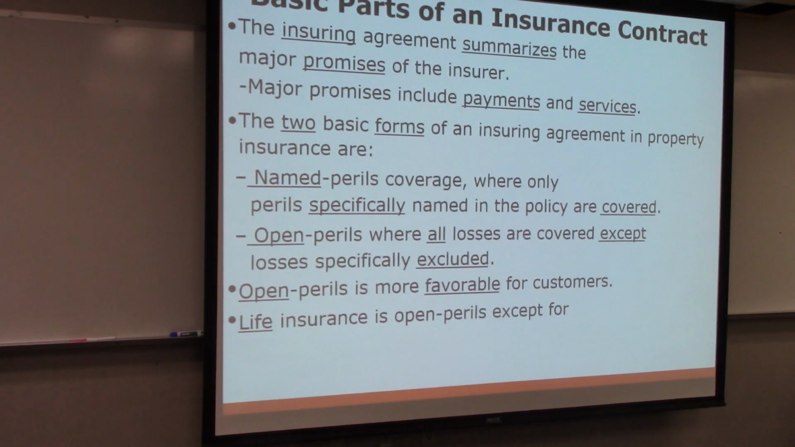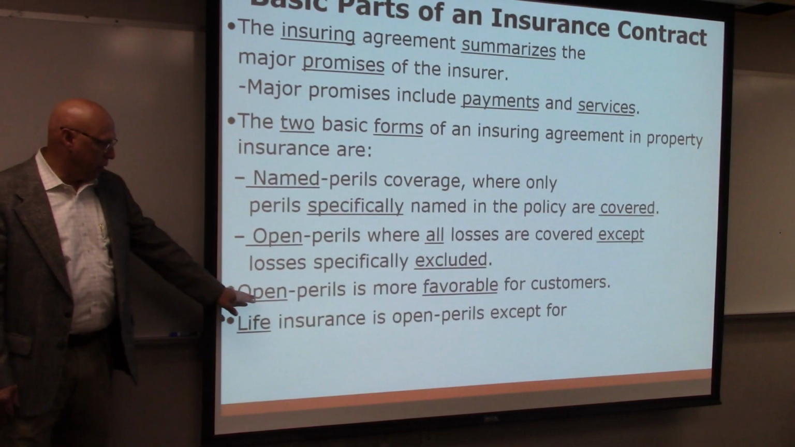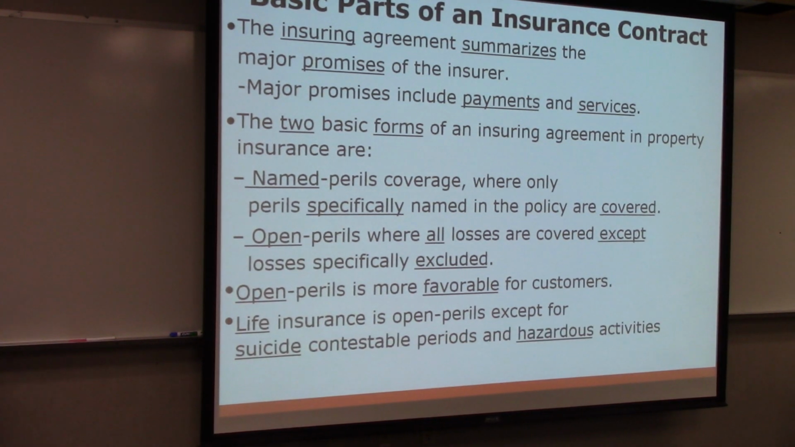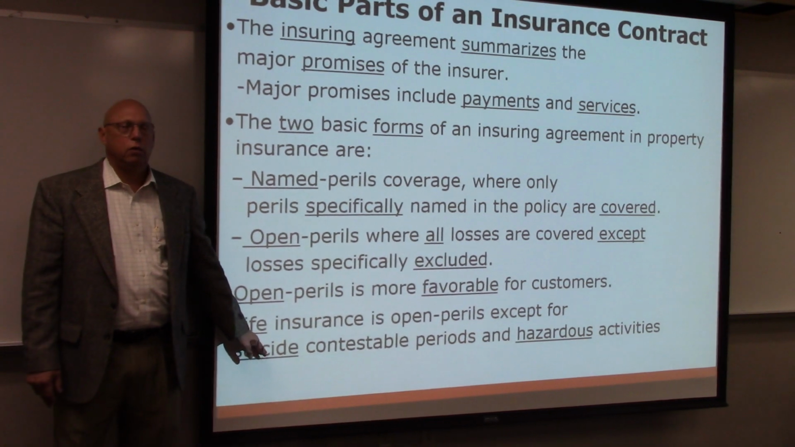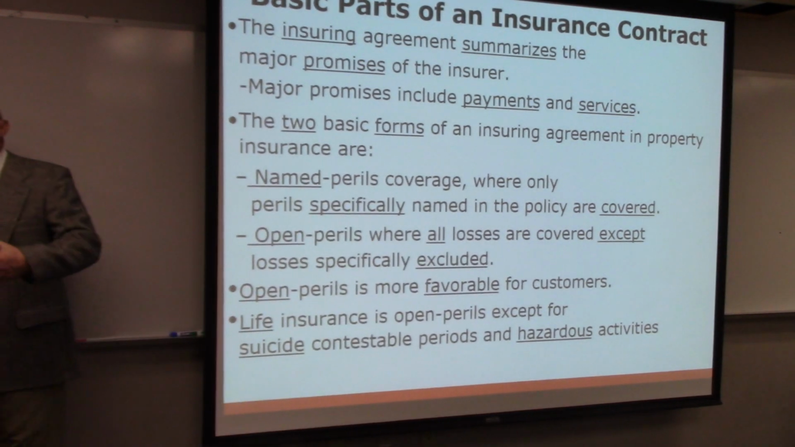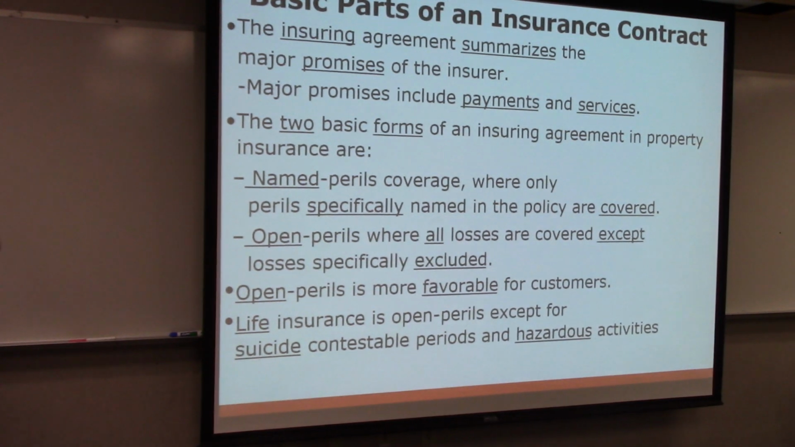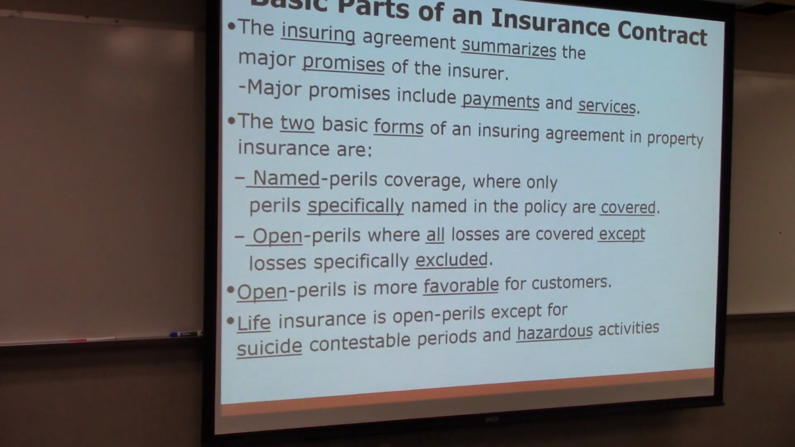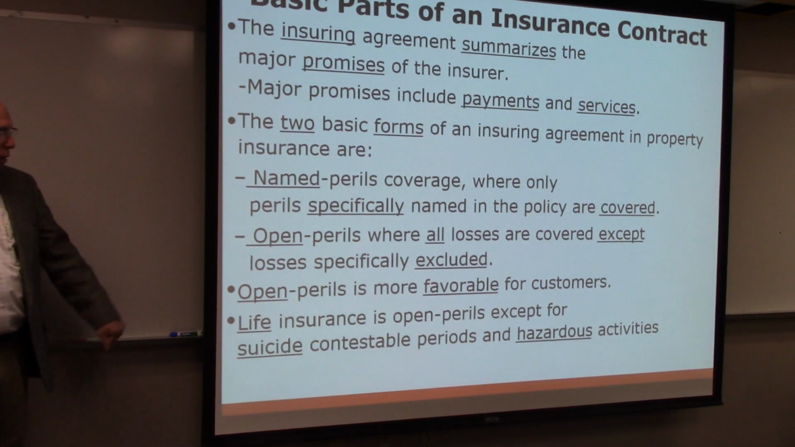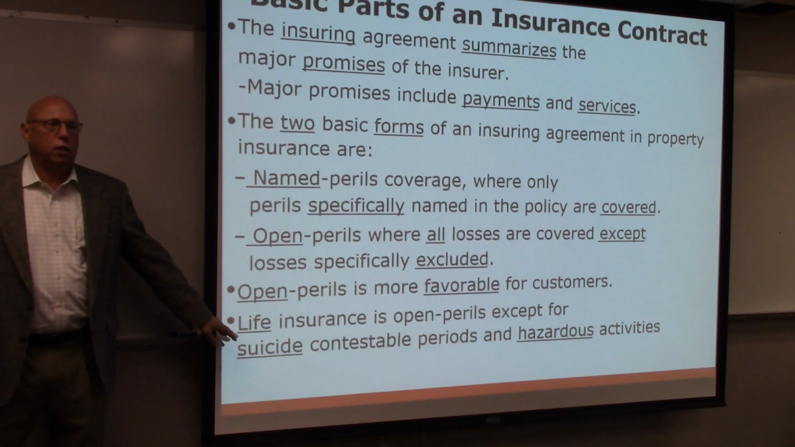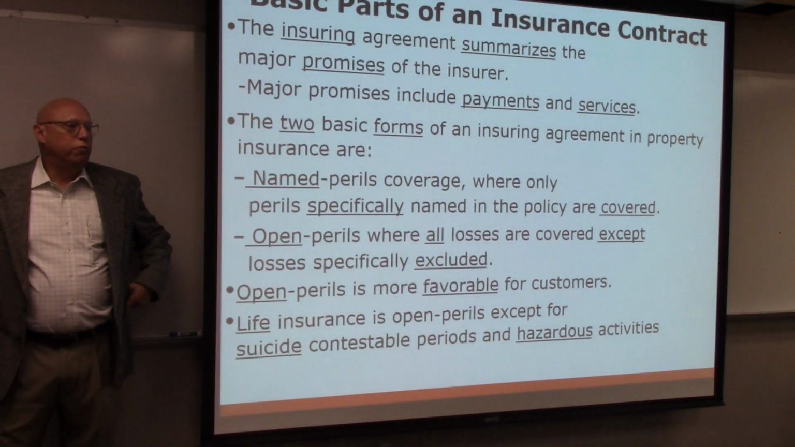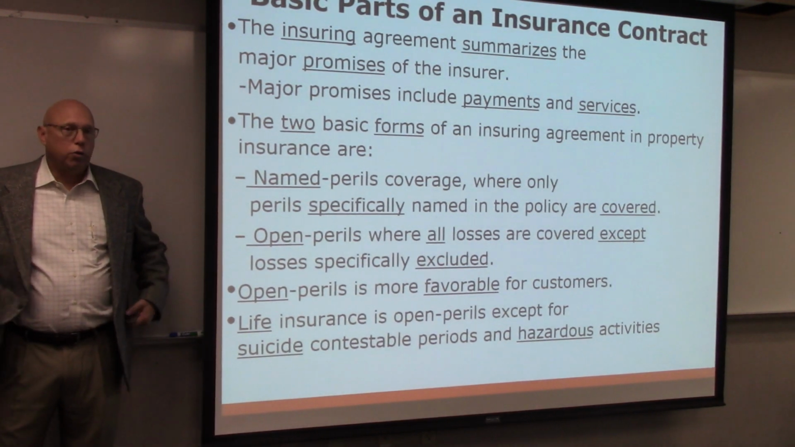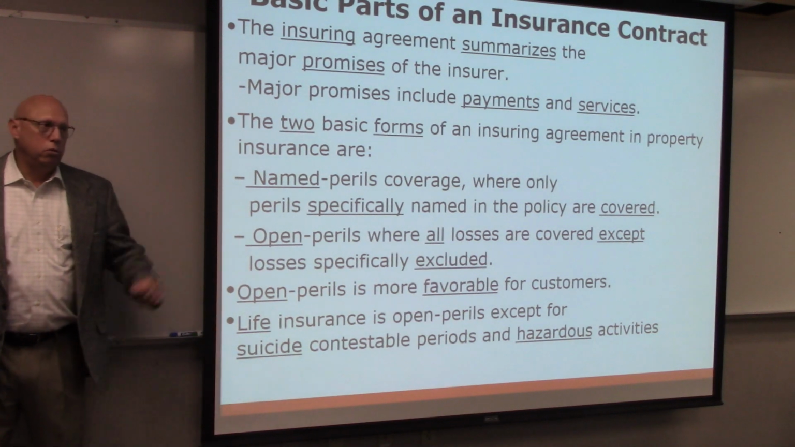All right. So, as we see here, life insurance is open perils except for the contestable period for suicide. So there's a period of time that life insurance, if someone commits suicide within a contestable period, then the company's not going to pay. Otherwise, if it's outside of the period, they will. And then certain hazardous activities. Like if you fill in that on your application that you do not skydive and you die in a skydiving accident, you're not going to be covered.